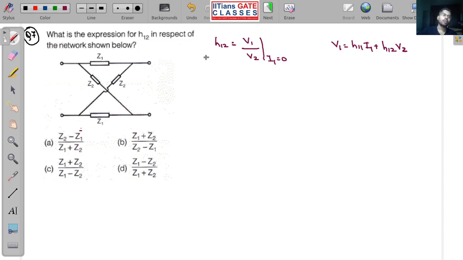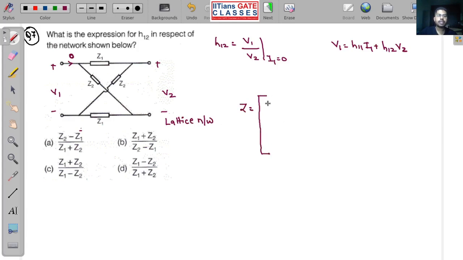One method is that you put I1 equal to 0 and calculate the ratio of V1 by V2 in this circuit, and you will get H12. But that is very complex, very difficult and time consuming. So what method are we going to use? We have seen in Z parameters, this is my lattice network. For a lattice network, what is my Z parameter?